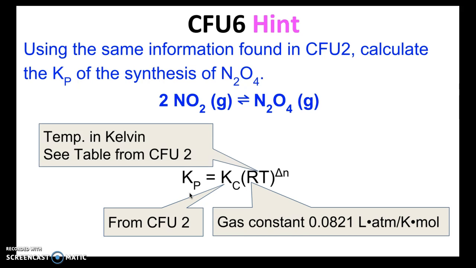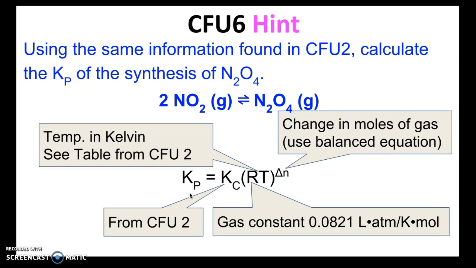The temperature is actually written on the table in CFU2. So if you go back, you'll see that it tells you the temperature. It says 100 degrees Celsius. You have to convert that to Kelvin, of course. And then delta n is the change in the moles of gas using the balanced equation. So this is the balanced equation here. Again, it's the moles of products of gas minus the moles of reactants of gas. All right, so pause the video now, try the CFU out, and when you press play again, the answer will be revealed.